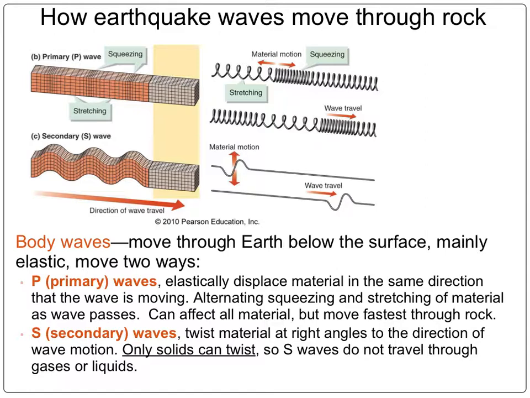Again, these are all going through the solid rock. These are not the surface waves. Those come later. And each of these types of wave phenomenon are going to have their own velocity at which they're moving either through the rock or along the surface of the Earth. And we can use that timing information to basically look inside the Earth to see what's going on.